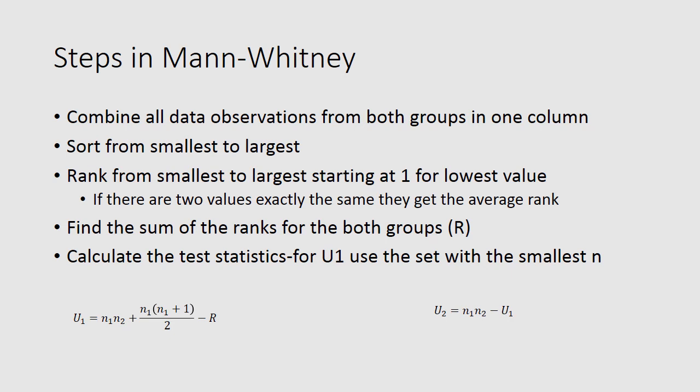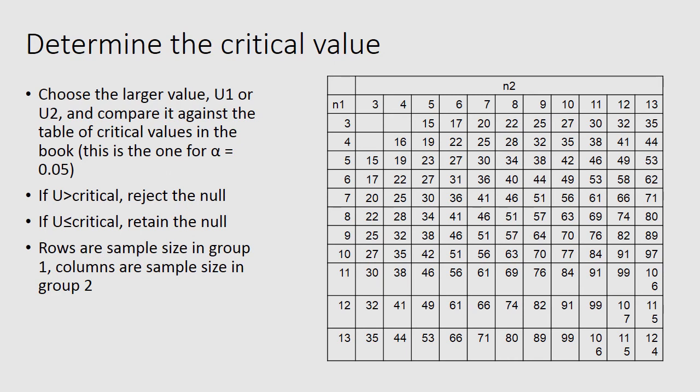You then calculate your test statistic. You'll start with U1. If you have one group with a smaller sample size, use that one for the U1 calculation, just a little bit easier. So you calculate U1, and then you calculate U2. Then you can go to the table. There is a Mann Whitney table, and you can find the critical value. That critical value is based on the sample size in both groups.